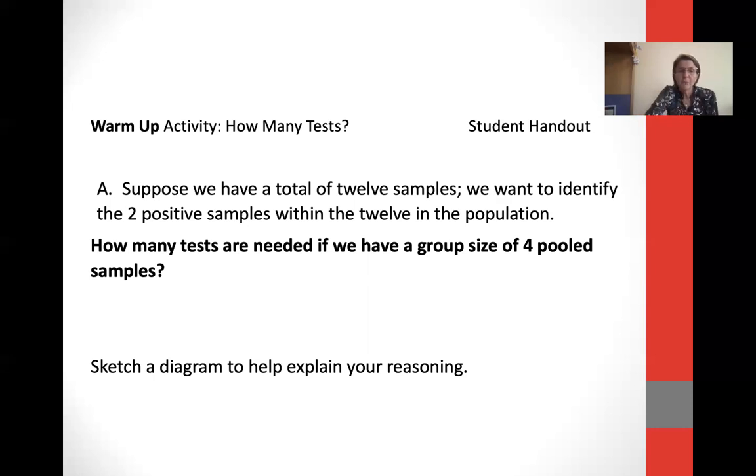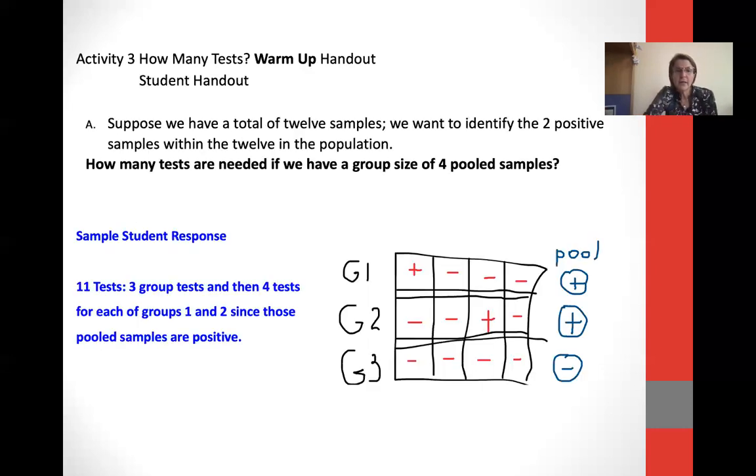For example, this is a sample student handout filled in for the teacher materials. Here's a group, there's a positive person in there. Here's a group, there's a positive person in there. Here's a group, there's nobody positive in there. Because we had 12 people and group sizes of 4, we knew we had 3 pooled samples for starters. Then we found 2 of those pooled samples were positive, so we go back and test every single individual in there. That would be 8, and 8 plus 3 is 11.